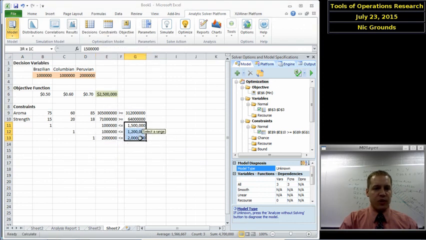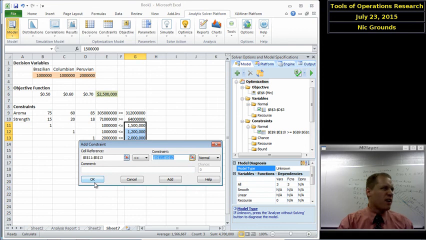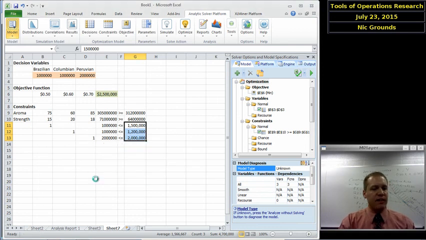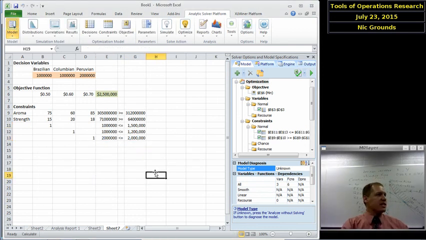So at this point, you know we're not doing an allocation or a coverage model. We have constraints of both kinds, minimums of things and maximums of other things. So we have minimum requirements of aroma and strength. We have maximum availability of ingredients. And again, assumed implied constraints that you can't have less than 0 of anything. So let's solve.